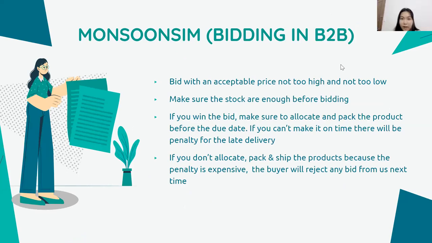Another interesting idea is bidding in B2B. We should bid with an acceptable price, not too high and not too low, and make sure the stock is enough before bidding, because if we win, we have to make sure to allocate and pack the product before the due date. If you cannot make it on time, there will be a penalty for the late delivery. And if you don't allocate, pack, and ship the product because the penalty is expensive, the buyer will reject any bid from you next time.